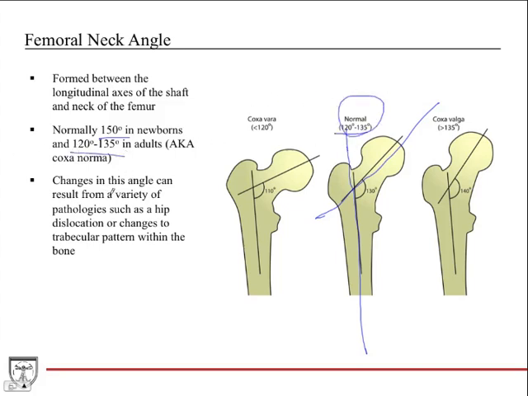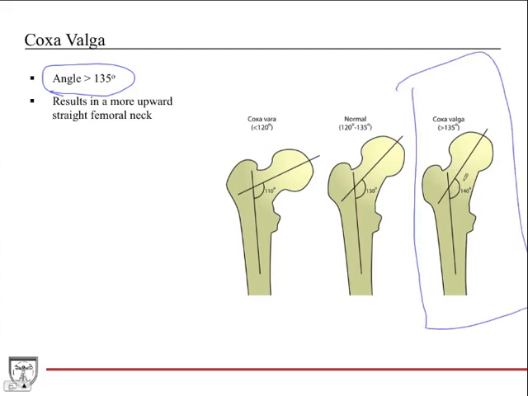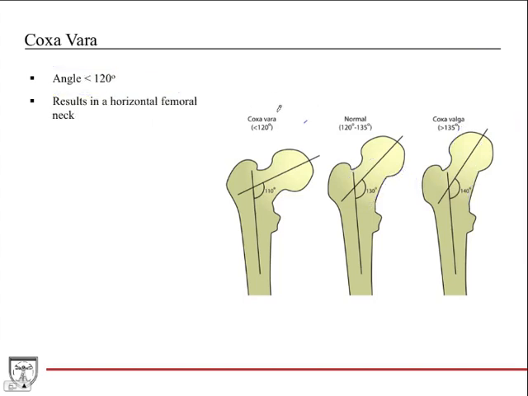Changes in this angle can result from a variety of pathologies such as hip dislocation or changes to the trabecular pattern within the bone. So Coxa Valga is when the angle is greater than 135 degrees. The angle they show here is 140, which is greater than 135, and that results in a more upward straight femoral neck, as you can see here, versus the normal femoral neck here. Coxa Vara describes when the angle is less than 120 degrees, and that results in a more horizontal femoral neck, and you can see that here. Here's the femoral neck, much more horizontal than the normal.